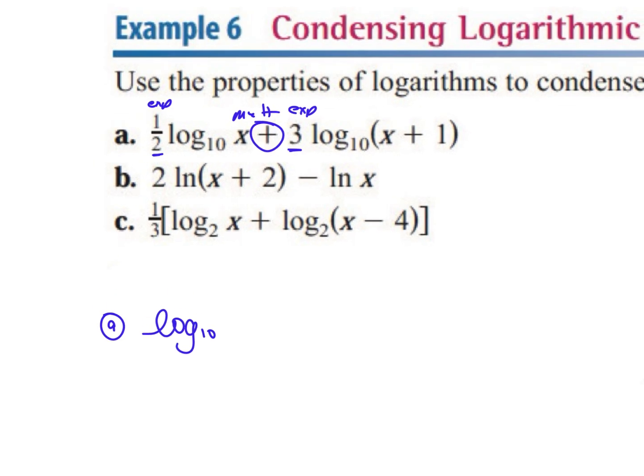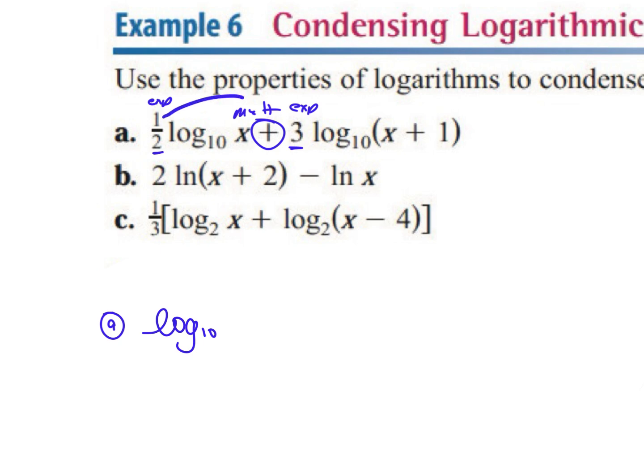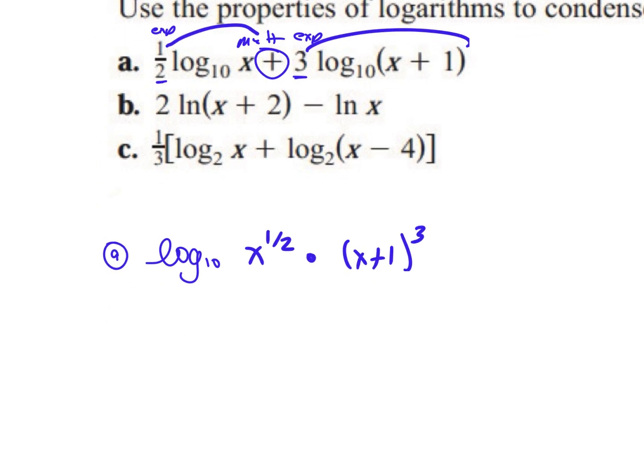So the first thing I'm going to do is move this here. So I have x to the 1/2 times. I'm going to move this here. And then I have x plus 1 to the 3rd. Everybody with me? You do not have to multiply anything out at all. Don't FOIL x plus 1 times x plus 1 times x plus 1.